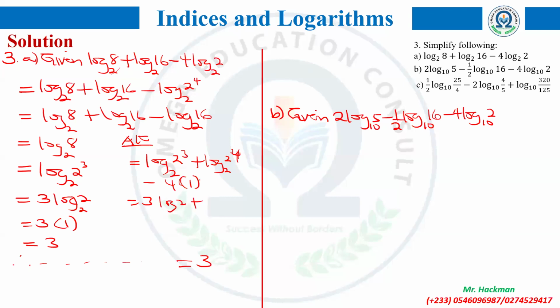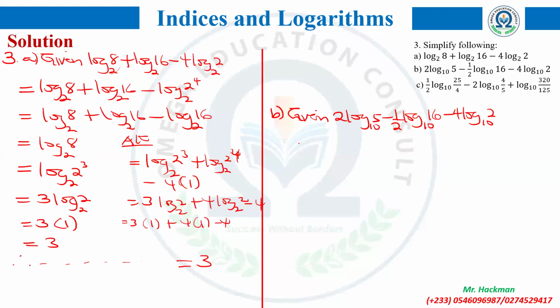Plus bring the power down, 4 log to the base 2 of 2. Let me write it well. Then minus your 4. So now this will give you 1. So it will be 3 times 1, plus 4 times 1, and minus 4. This 4 and this 4 will go. So you still get 3 times 1, which is 3. You get it? Very good. So that was just by the way. That's the beauty of mathematics.